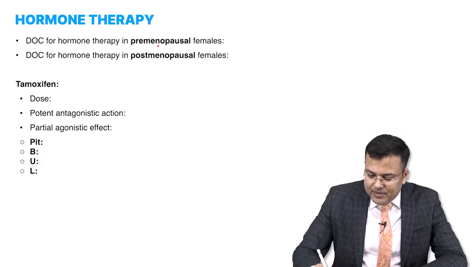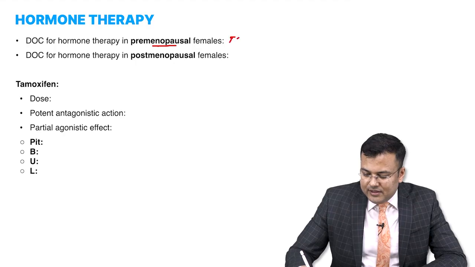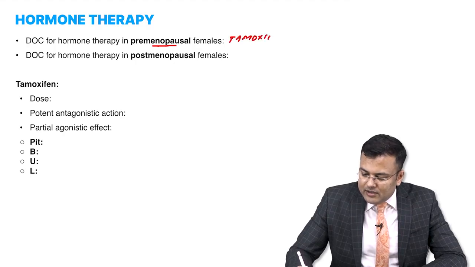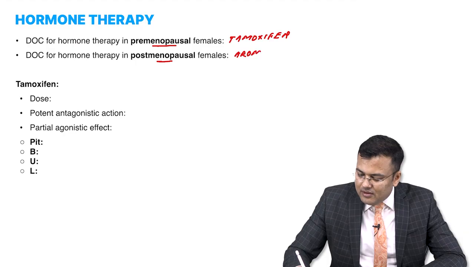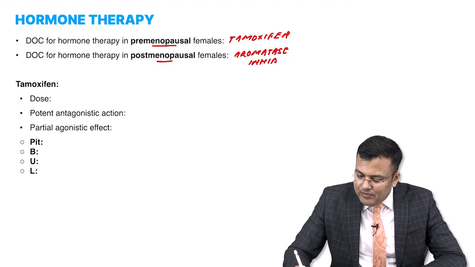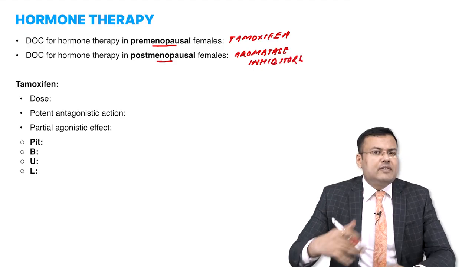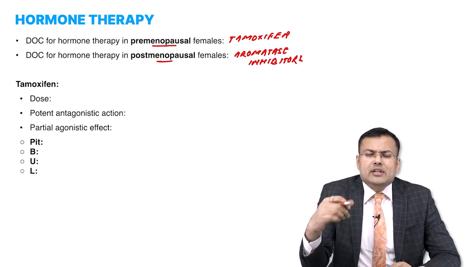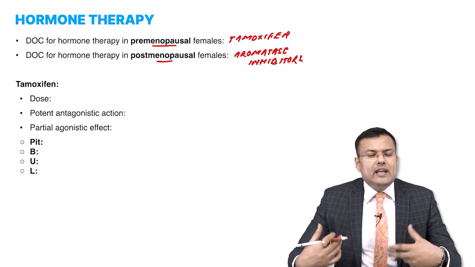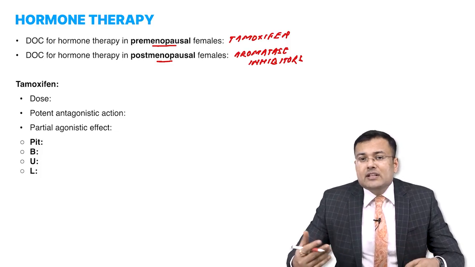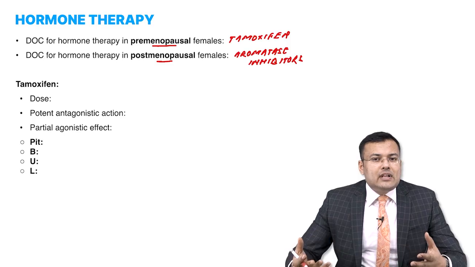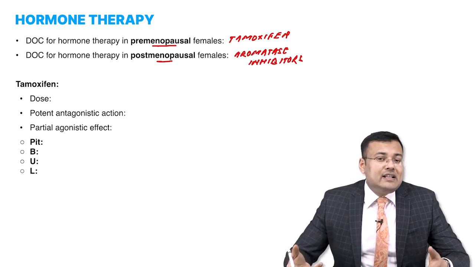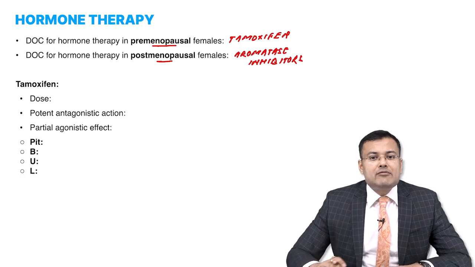So you can see here, for premenopausal females, we give tamoxifen. That's the drug of choice. And for postmenopausal females, we give aromatase inhibitors. Clear? Can we give tamoxifen in postmenopausal females? We can. But what is the problem? Tamoxifen has a partial agonistic action on the uterus. So what? It is going to increase the risk of endometrial cancer. And you know that in postmenopausal females there is already an increased risk of endometrial cancer. That's why we don't give it.